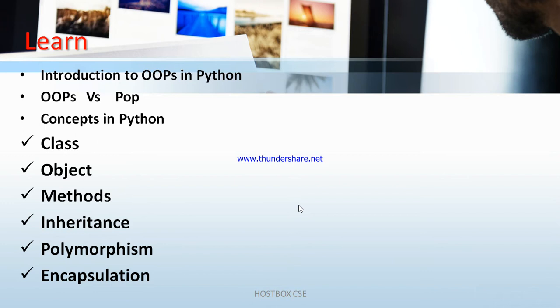In today's class you can learn about the introduction to OOPS in Python and OOPS versus POP, that is procedural programming languages, and also the concepts in Python like class, object, methods, inheritance, polymorphism and encapsulation, where inheritance consists of types called single, multiple and multi-level inheritance. Let's go for today's session.